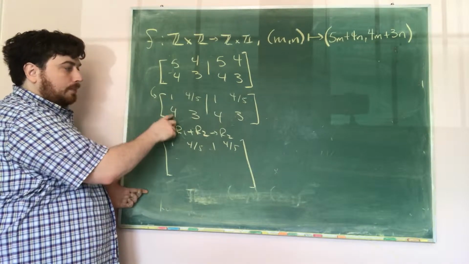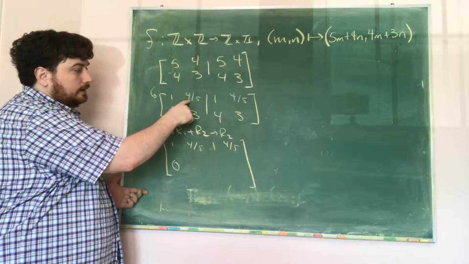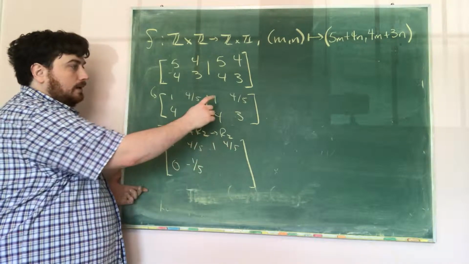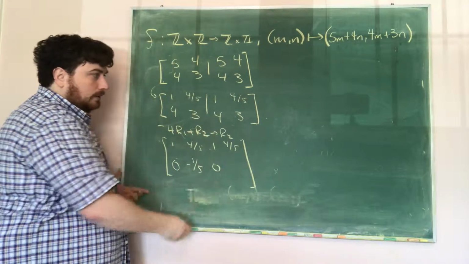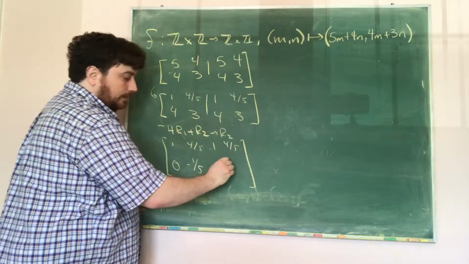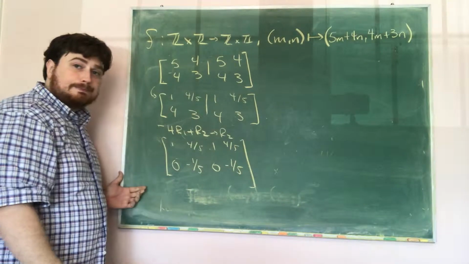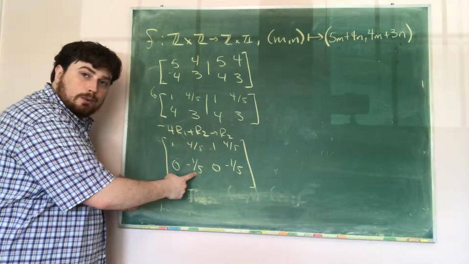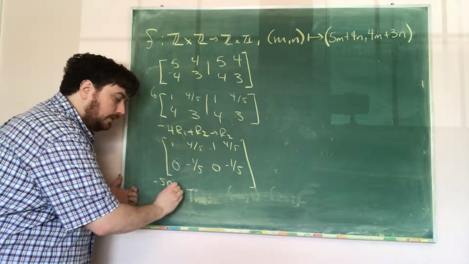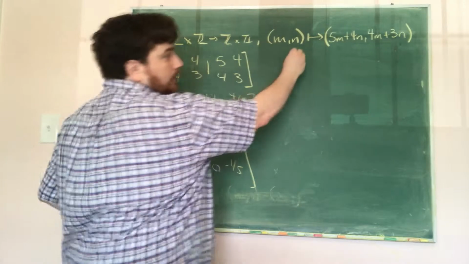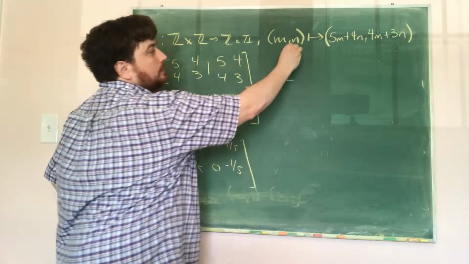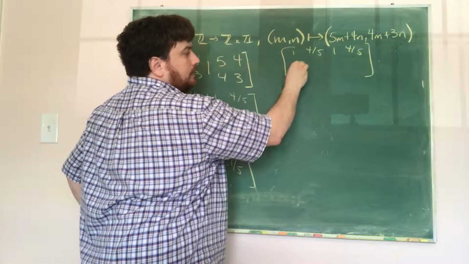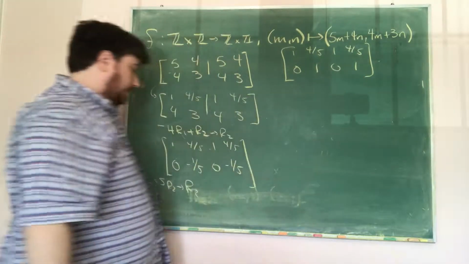And then -4 plus 4 is 0. -16/5 plus 15/5 is -1/5. And then -4 plus 4 is 0. And -16/5 plus 15/5 is -1/5. Now again, what I have is a 1 and 0, so I want to turn this one into a 1. So I'm going to take -5 times row 2 and plug that into row 2. So what I'm going to be left with is the new matrix, 1, 4/5, 1, 4/5. And then I get 0, 1, 0, 1.